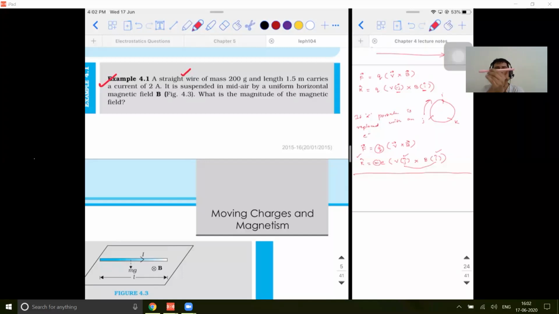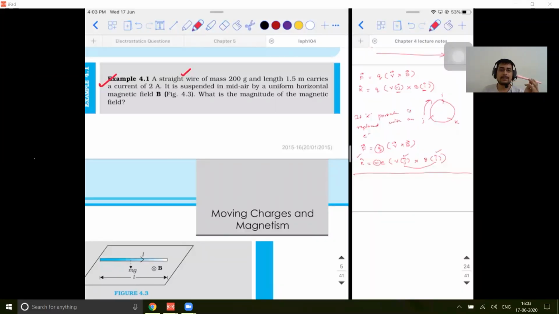Now, what did we do? We took the direction of current as I cap, as seen from this side. Now, what should be the direction of magnetic field I need to choose such that the magnetic force on this conductor is upwards?